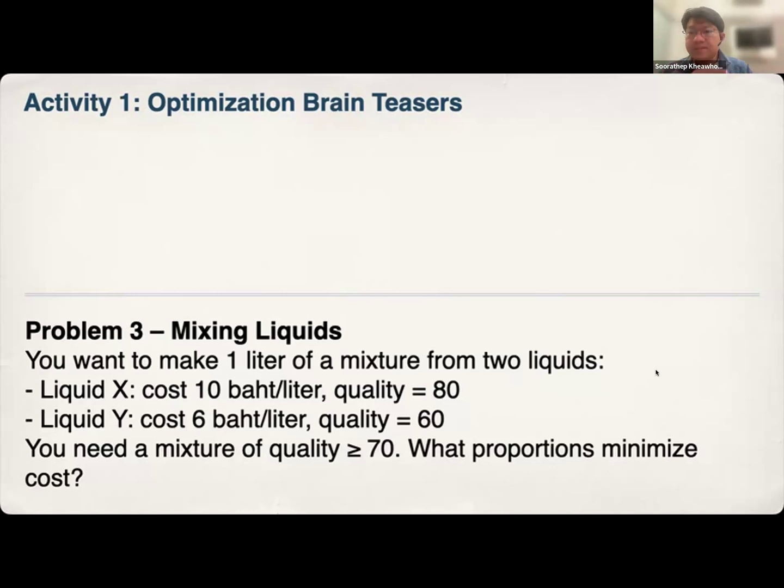So we have 3 problems, and we form groups. Each group will discuss, and I will assign the problem. You work only on one problem.